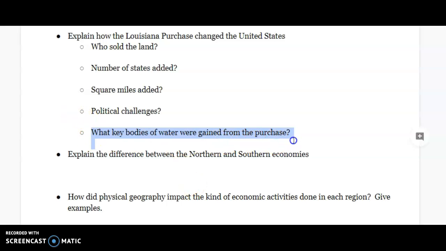So the key bodies of water that we gained were the Mississippi River. That is really the heart of the country. It flows north to south. So many states have access to the Mississippi River. So important for shipping goods within the country, and then shipping goods all the way down the river to New Orleans, where those goods could then be shipped out into the Atlantic Ocean. So we gained access to the Mississippi River and the port of New Orleans on the Gulf of Mexico.